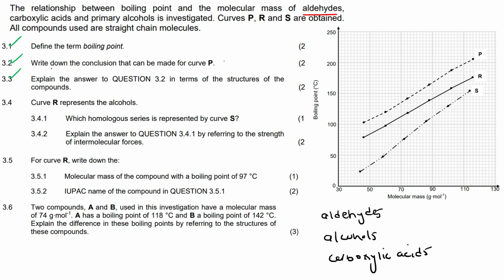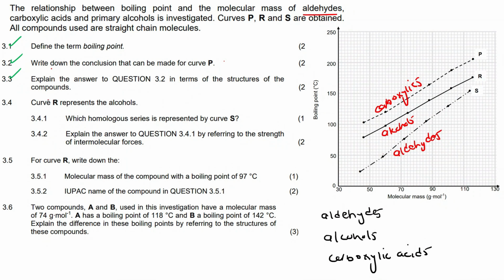So what we would expect is that the lowest line is definitely going to be your aldehydes. They're going to have the lowest boiling points. Then your next one is going to be your alcohols, and that's even what they said. They said R is the alcohols. And then the highest boiling point line would be your carboxylics.